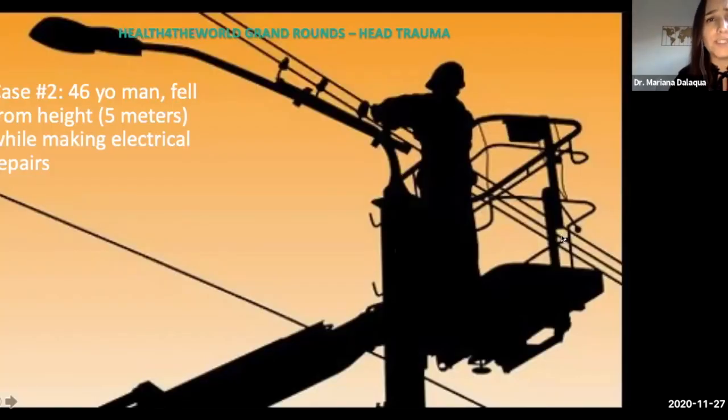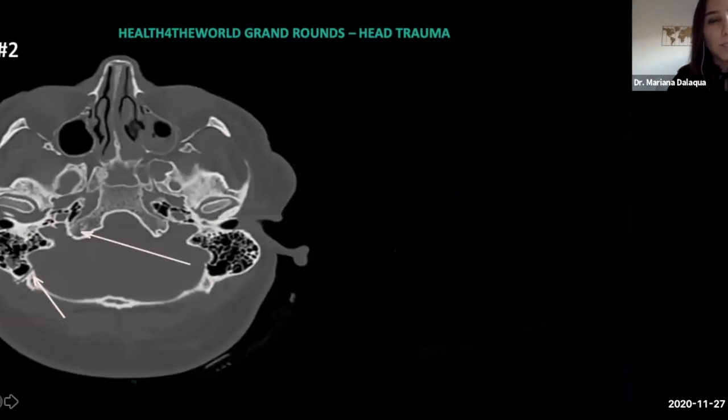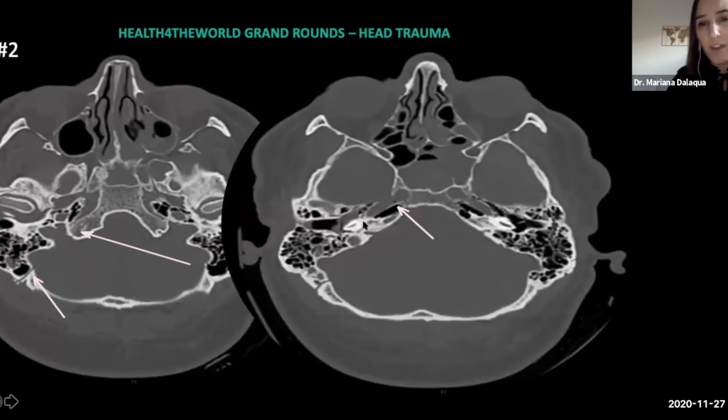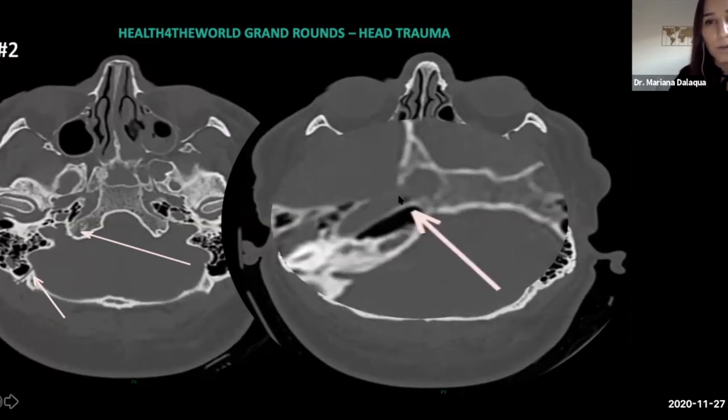So moving forward to the second case, it's about a 46-year-old man that fell from 5 meters while making electrical repairs. So here we see as well a fracture, okay? There's a little bit of diastasis of the occipital temporal suture, and we see an extension here to the right occipital condyle that transpasses the region of the jugular bulb on the right, okay? And there's a very important finding here. There's a little bulb there inside the carotid canal on the right. And if we zoom, we confirm it, okay?